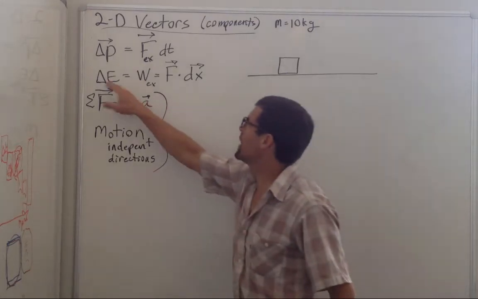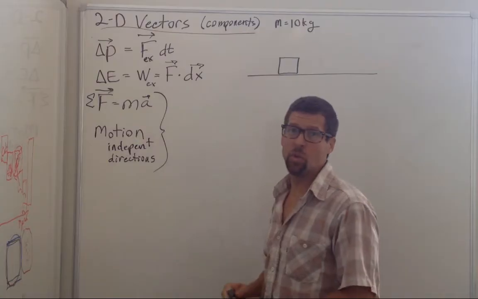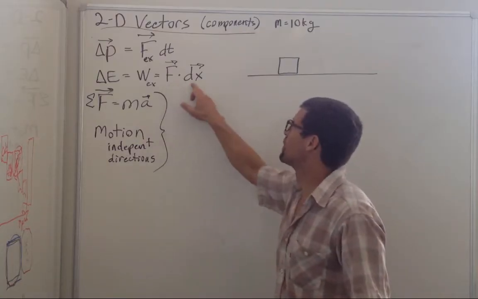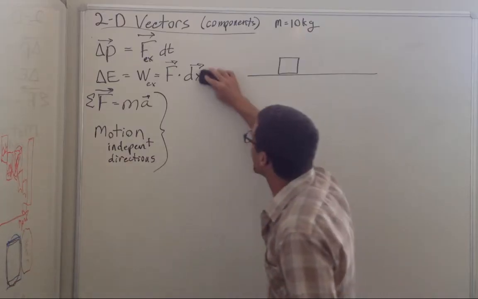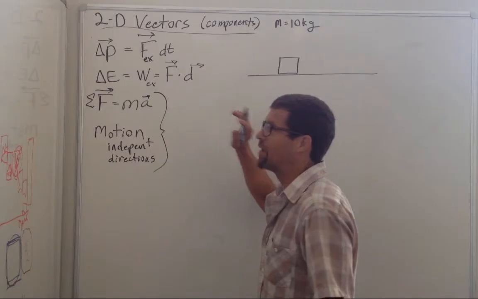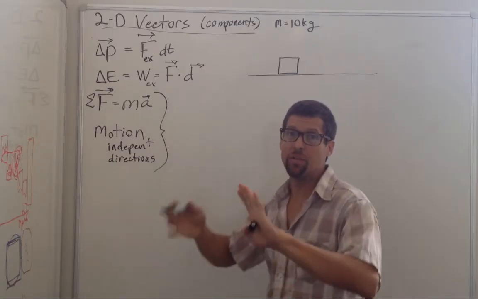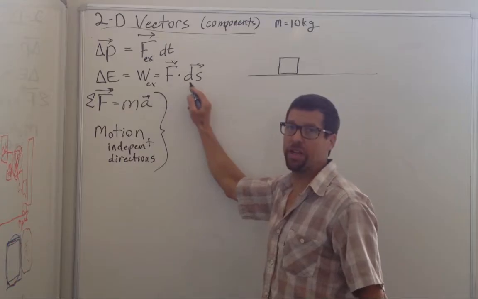So we know that the change in energy of an object is equal to the external work I do on it, which is the dot product of force dot dx. And probably rather than dx, I don't want displacement to be confused with x and y. I should say the vector dot product of force and displacement.